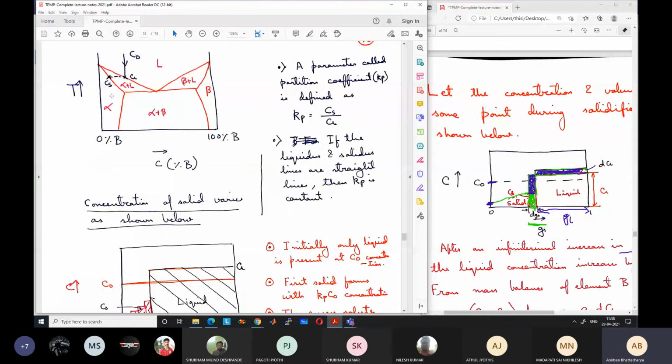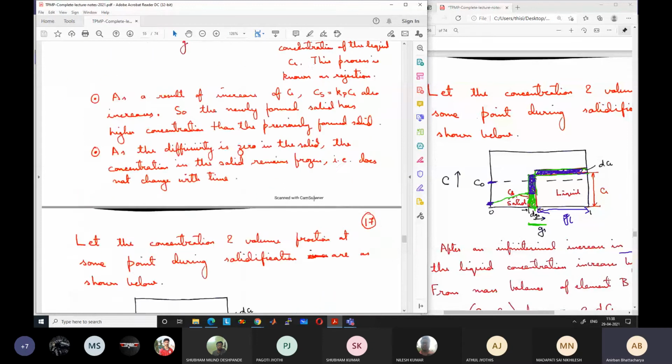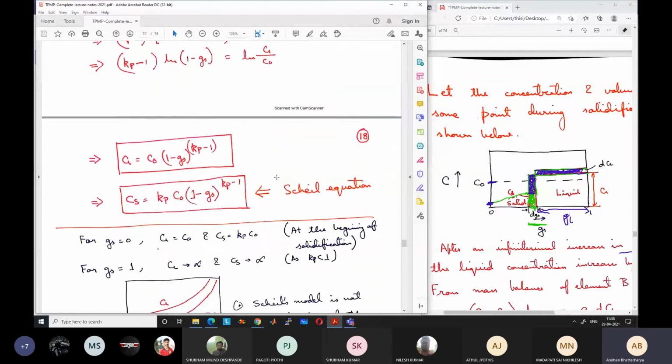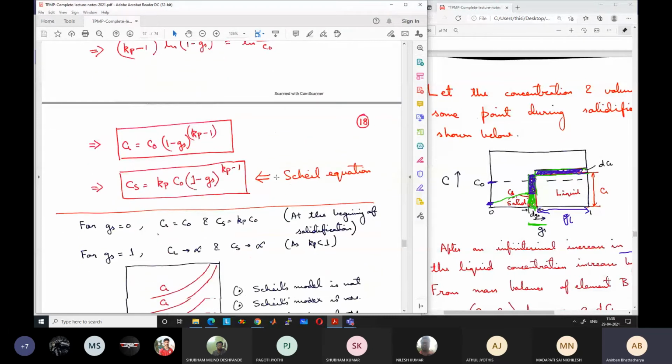So if Kp is less than 1, Kp minus 1 is less than 0. So it is negative, so it is 1 by 0 to the power something, which is infinite. So Cl goes to infinite, and Cs, which is Kp into infinite, also goes to infinite. So if Gs tends to 1, both Cl and Cs go to infinite.